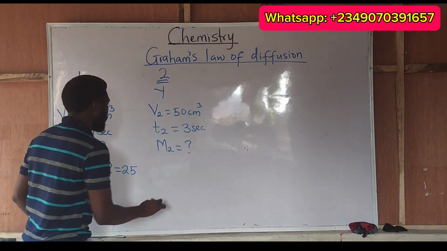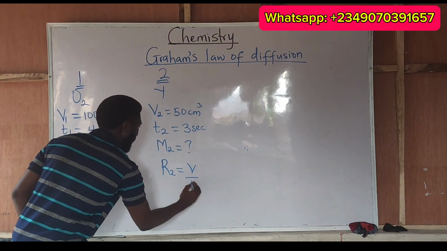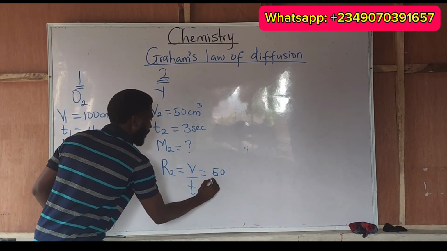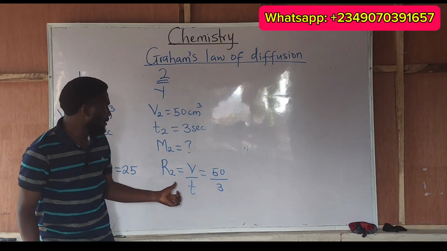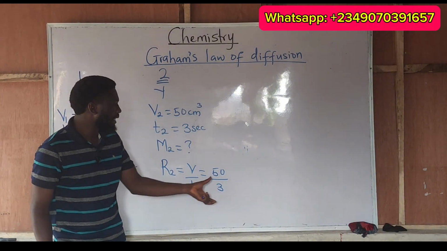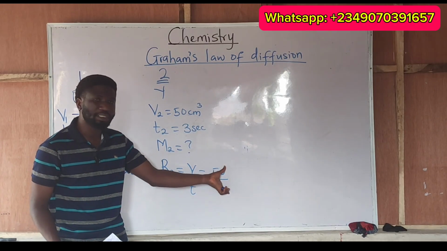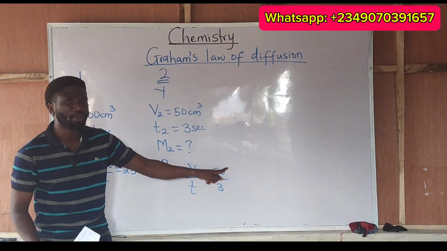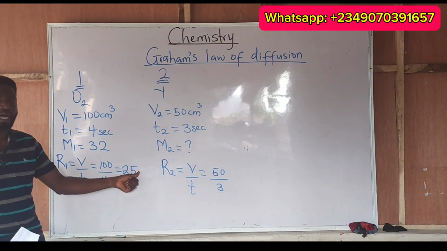For the second gas, I can find the rate of diffusion as volume over time, where V2 is 50 and the time is 3. I would like to leave my rate of diffusion in this format. I don't want to get it in decimal. Do not forget, the unit will be centimeter cube per second. Same thing with this, centimeter cube per second.